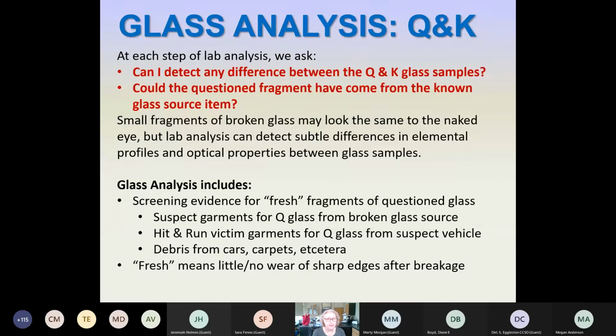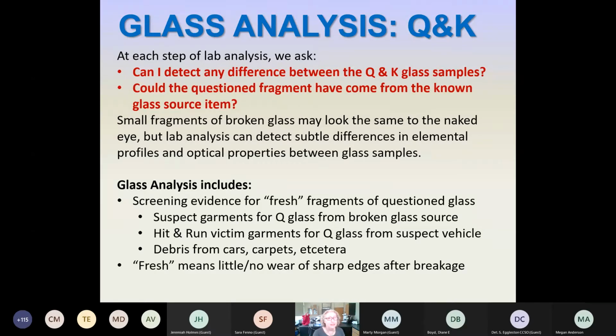So if we can detect a difference in our first steps, then the analysis is complete. We have answered the question, no, the question fragment could not have come from the known glass source, and we stop work. If we can't tell the difference with step number 1, then we will continue to step number 2 and 3 and so forth until we have exhausted all of our tests that we can do in the laboratory. And it's at that point that we decide, all right, with all the tests that I have at my disposal, I can't tell the difference between these samples. Therefore, they could have come from the known glass.